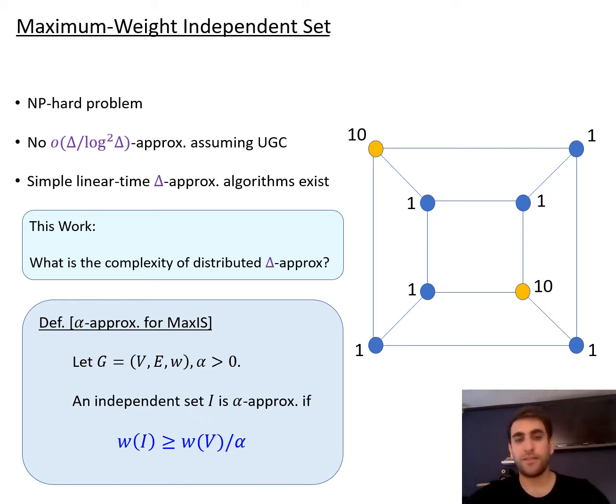Observe that this is slightly different from the standard definition of approximation, because in the standard definition we have OPT instead of W(V). But any independent set that is an alpha approximation under this definition is also an alpha approximation under the standard definition. And this is because we can assume without loss of generality that W is a non-negative weight function. Otherwise we can just throw away the nodes with negative weights, and they don't influence the value of the maximum weight independent set.